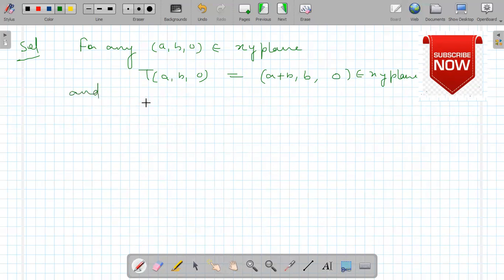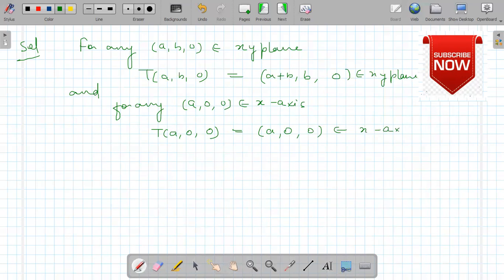And you take a vector from the x-axis, its image will be a plus b, so b is 0, so it remains a. b plus c, it remains 0, and 0 belongs to the x-axis. So you can see that's very easy. You just take the vector from the xy plane, find its image, you will find that the image also lies in the xy plane. So these two are invariant subspaces of R cube.